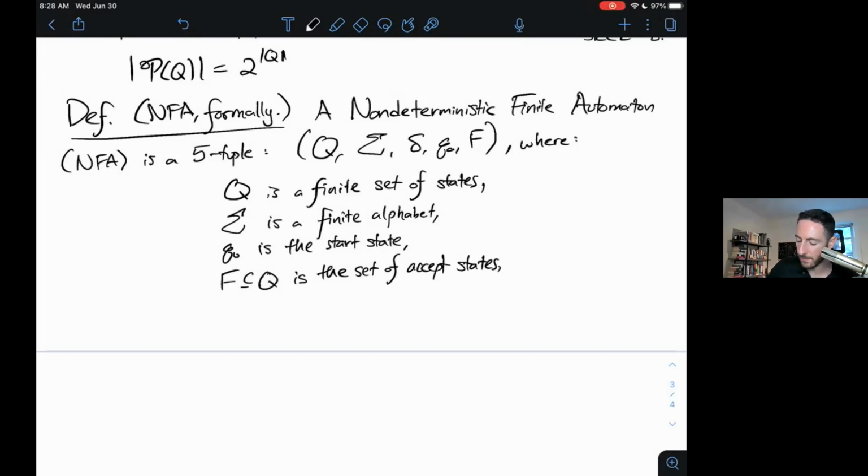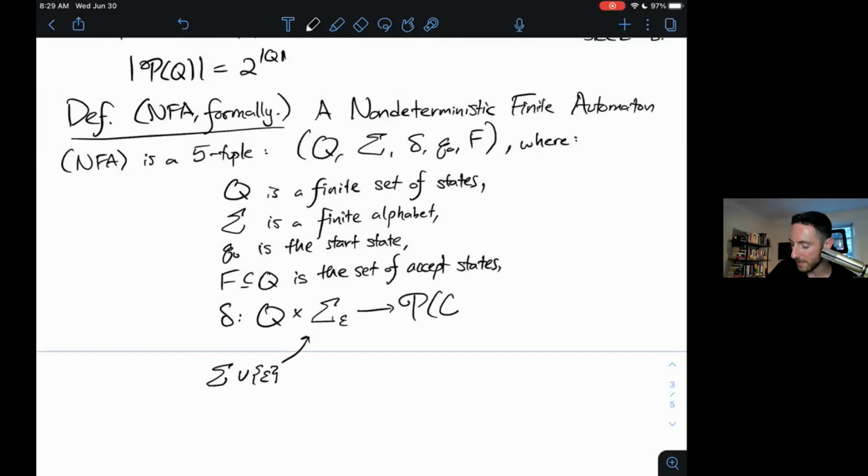And then finally, the transition function delta maps from Q and sigma sub epsilon, which we write as shorthand for the union of the alphabet and our little bonus symbol, the empty string, because now we're allowed to take edges on empty strings. So this will tell us, give me a state and give me an alphabet symbol or epsilon, and it will map to the power set of Q. And that's our transition function.